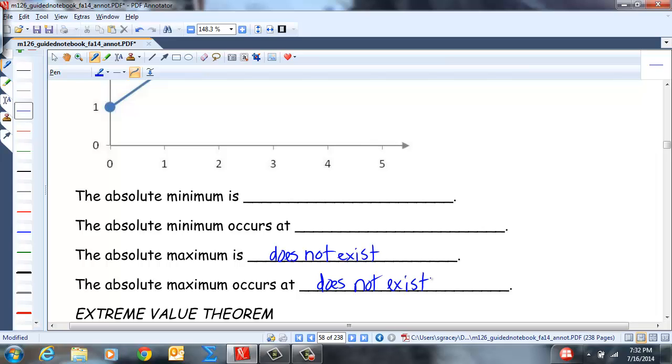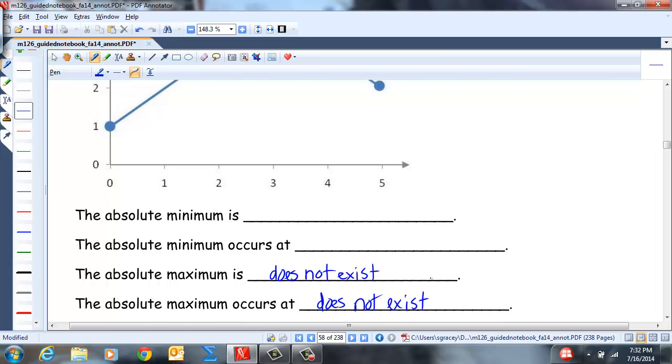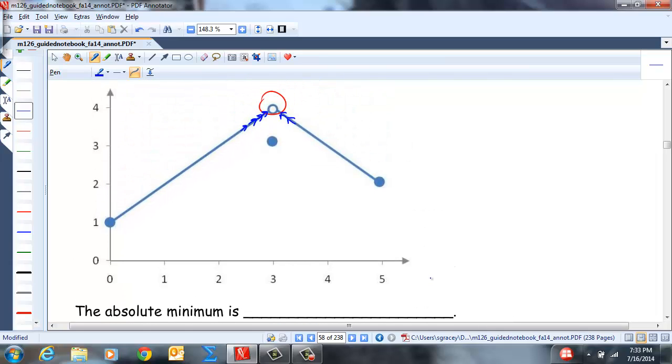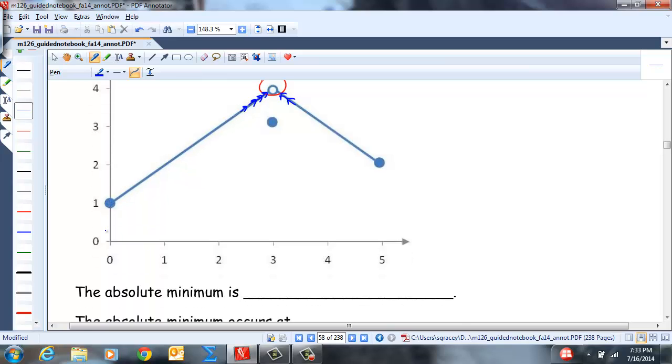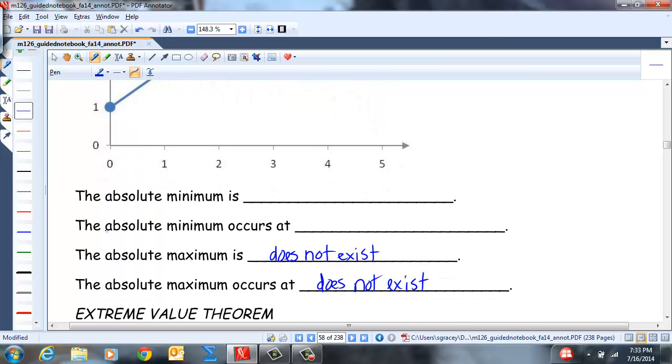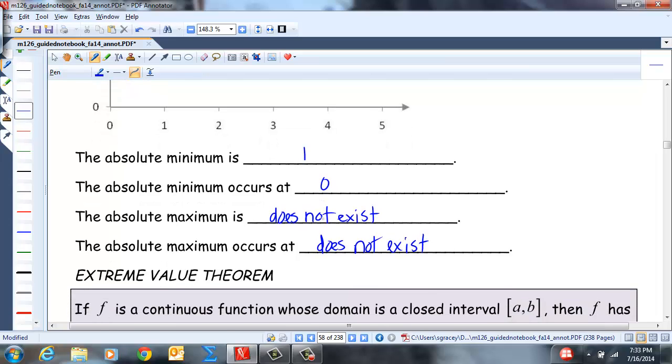All right, but the absolute minimum, where's our lowest y value? Do you see at y equal to 1? That's the lowest y value, and it occurs at x is 0. So the absolute minimum is 1, and it occurs at x is 0.